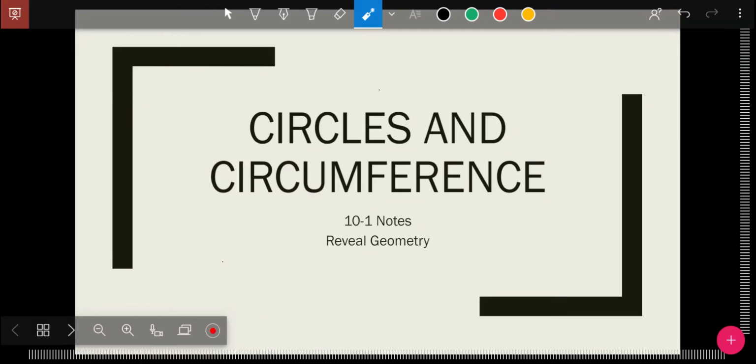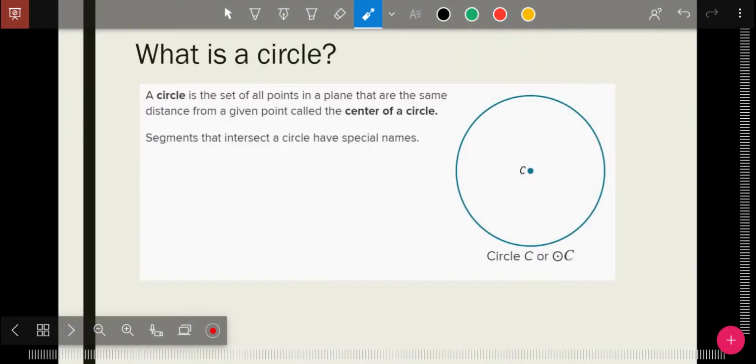All right, this is our first lesson in the new unit on circles. This section, 10.1, is called circles and circumference. And so first, what is a circle?